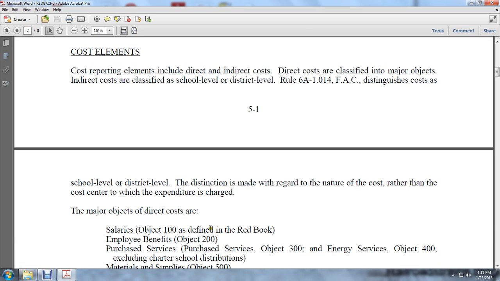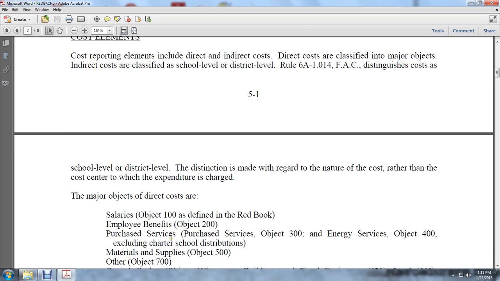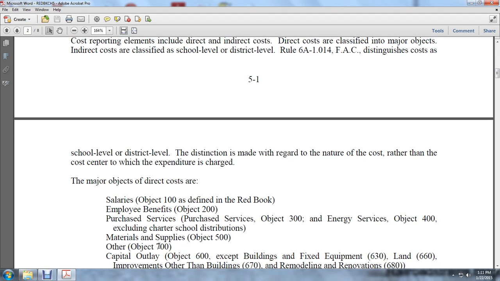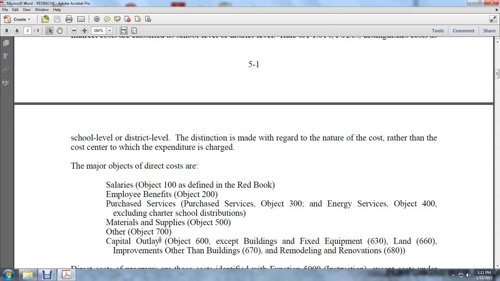The major object costs are salaries, object 100, as defined in the Redbook. Employee benefits, object 200. Purchased services, object 300. Energy services, object 400, excluding charter schools distribution. Materials and supplies, object 500, other expenses, object 700, and capital outlay, object 600, of the building, fixed equipment 630, land 660, improvements other than buildings 670, remodeling and renovation 680.